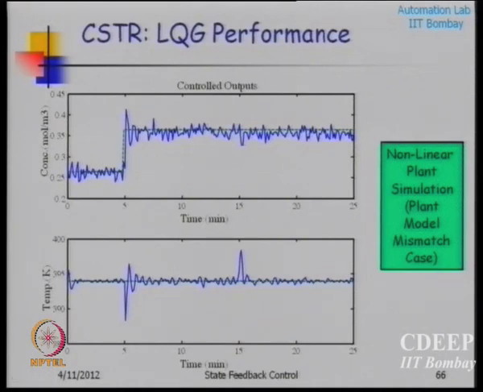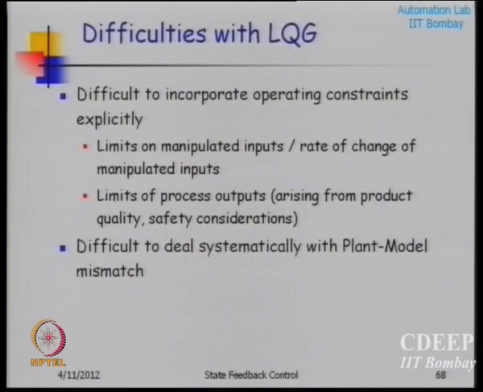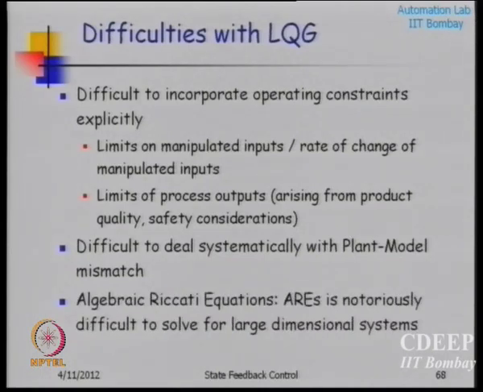I cannot, because LQG controller is gain times x estimated. You know, if x estimated is large, u will come out to be large. Can I say that u cannot be higher than something, u cannot be lower than something? All these constraints, which are in real life, there are constraints which I cannot specify to the LQ controller, because it just finds one gain multiplied by, we have fixed to deal with offset removal, but you know, we don't have a way of dealing with constraints. Okay, there's also some problem systematically dealing with model plant mismatch. I won't go into it right now.